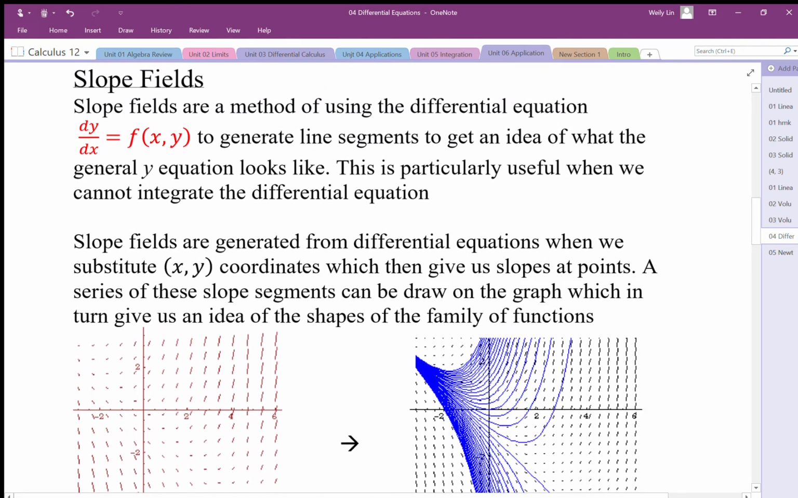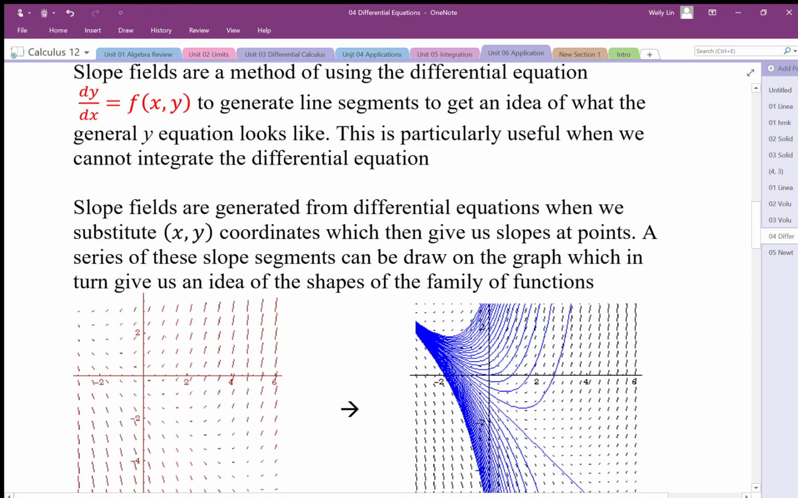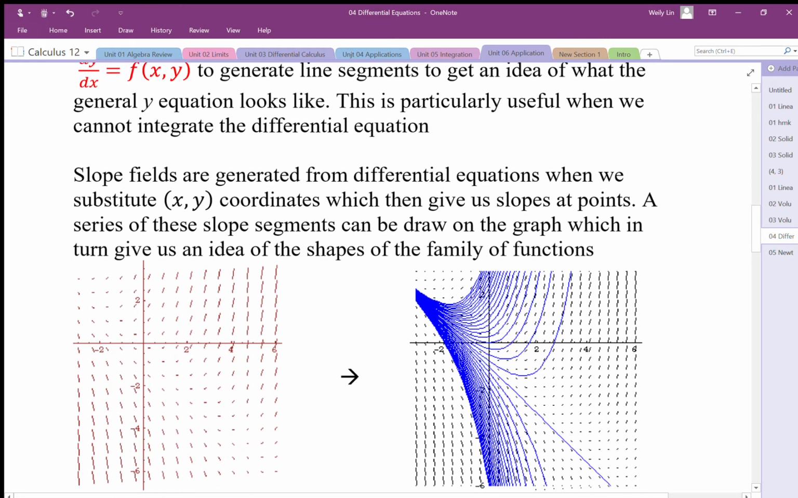This is very useful to get an idea of what the graph looks like, especially when we get differential equations that cannot be solved. At least we get an idea of what this graph is going to look like. And if we know an initial condition on the y function, let's say the initial condition is that point there, we can use that point and start following the slope field and see that there's a graph that looks like that.